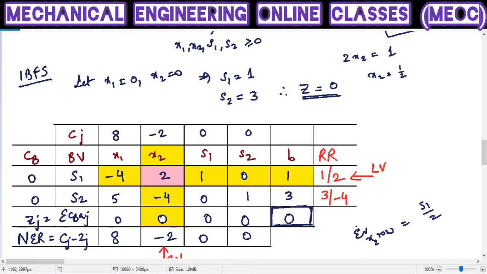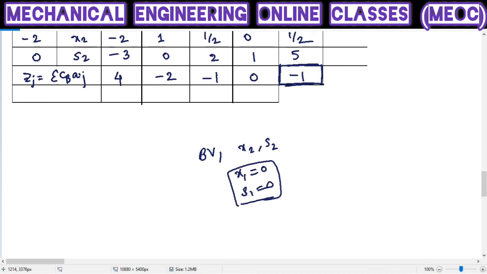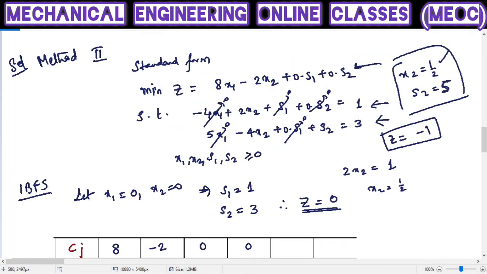Alright, then similarly you can solve this also, the second constraint. In the second constraint, if you are substituting minus 4 into x2, what is x2? We just found x2 as half, plus s2 is equal to 3. So this is minus 2. Minus 2 plus s2 is equal to 3. s2 is equal to 5.